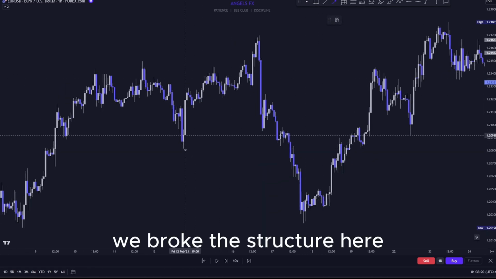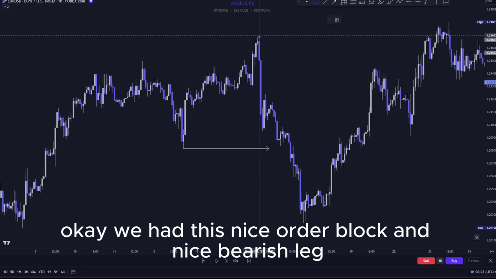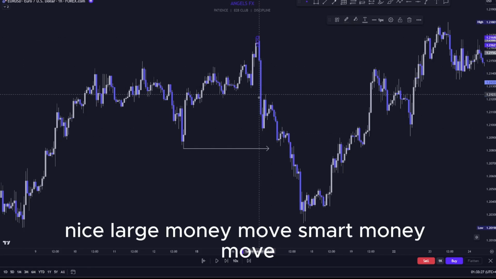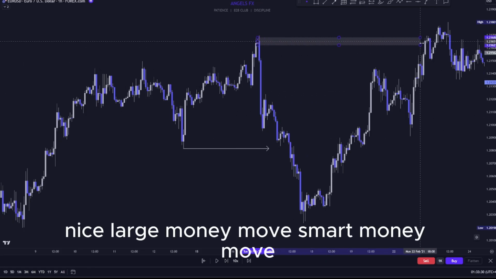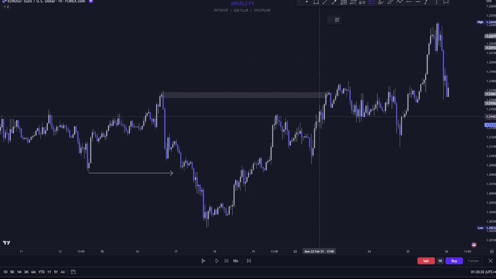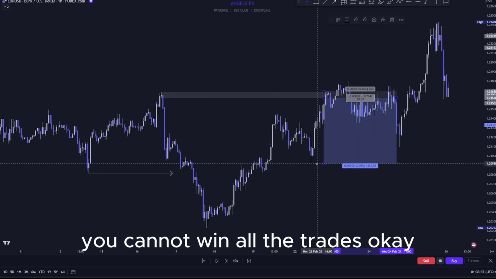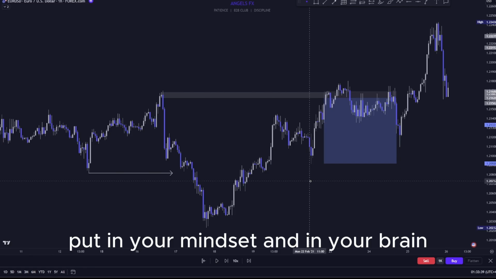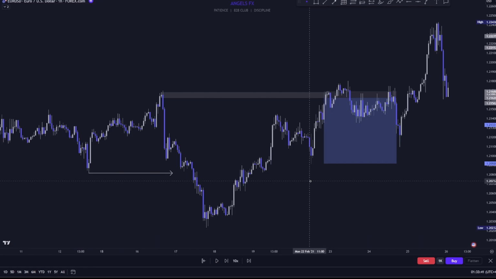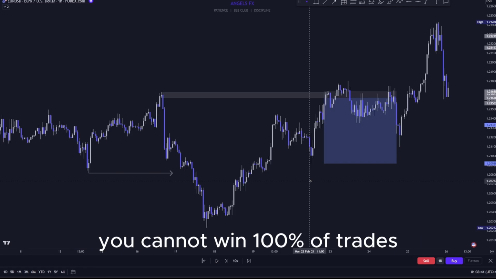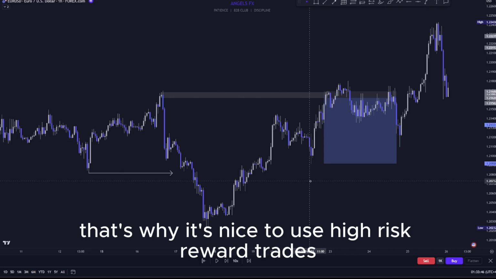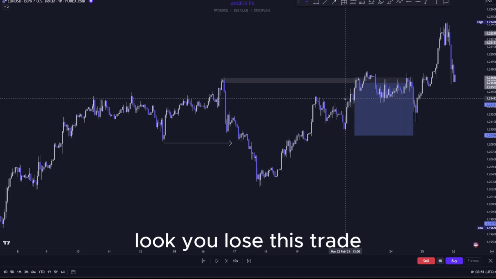We broke the structure here. Okay, we had this nice order block, a nice bearish leg, a nice large money move, smart money move. But what happened? We lost. No problem. No problem, guys. You cannot win all the trades, okay? Put in your mindset and in your brain: you cannot win 100% of trades. That's why it's nice to use high risk to reward trades. Look, you lose this trade, no problem.